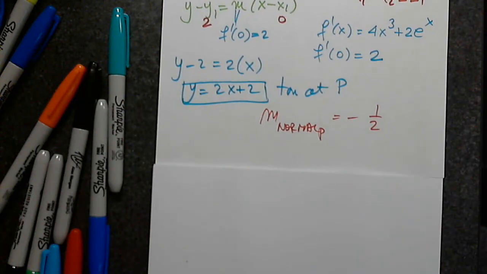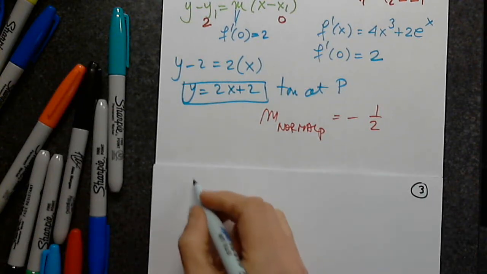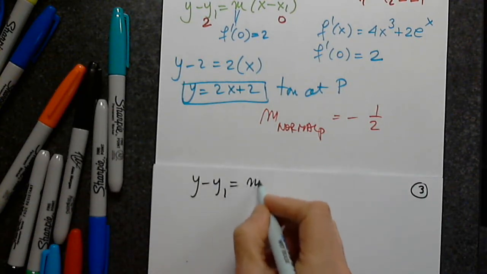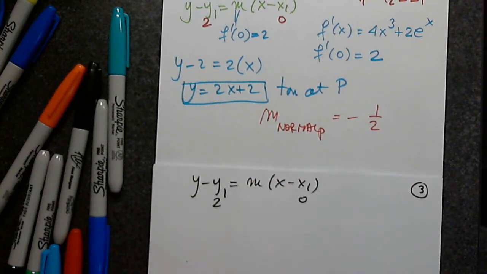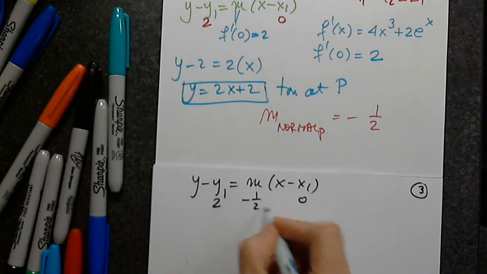You just flip it. So if there's nothing, they just put a 1 there. So now I have again y minus y1 equals the slope times x minus x1, where the point must be the same. The normal line is at the same point where the tangent is, but the slope this time will be -1/2.